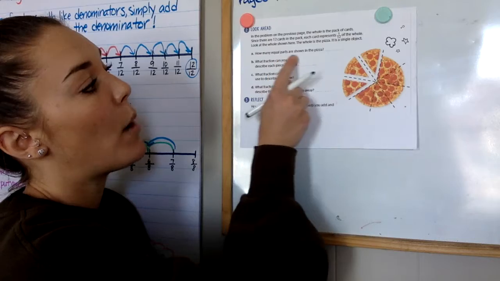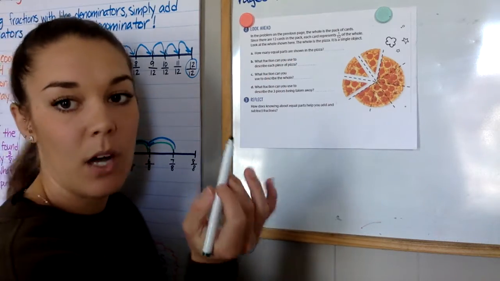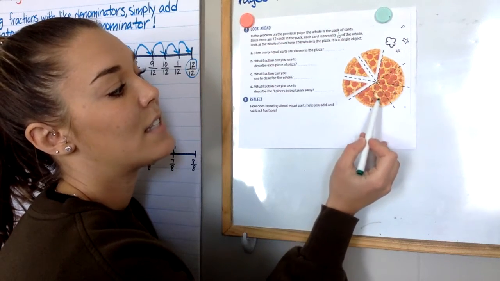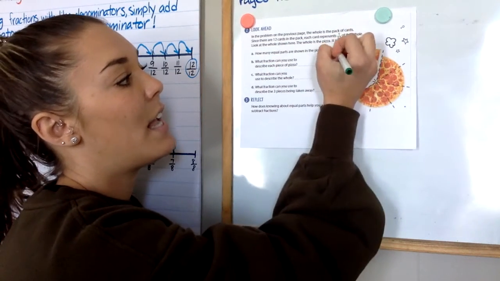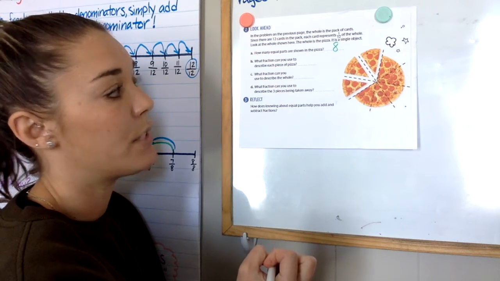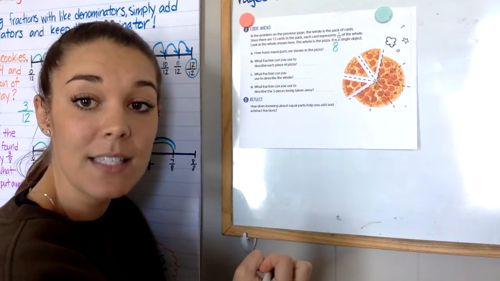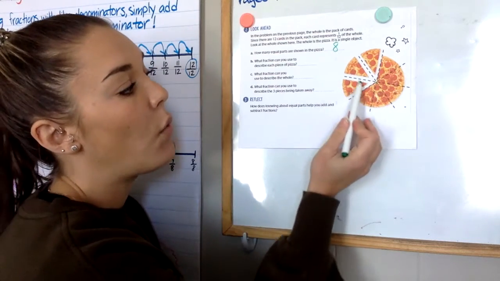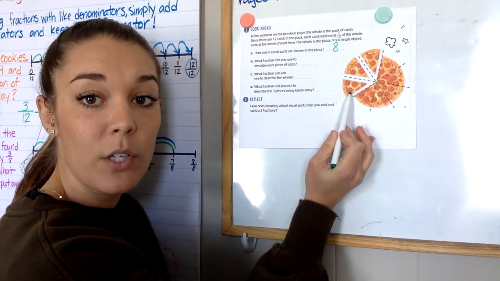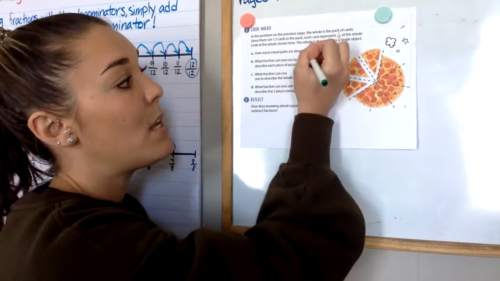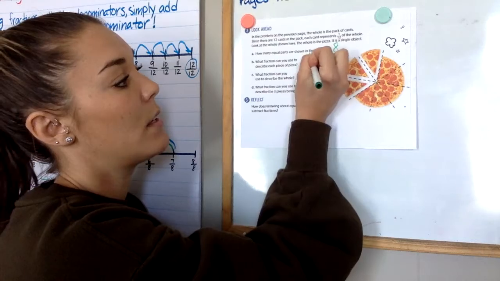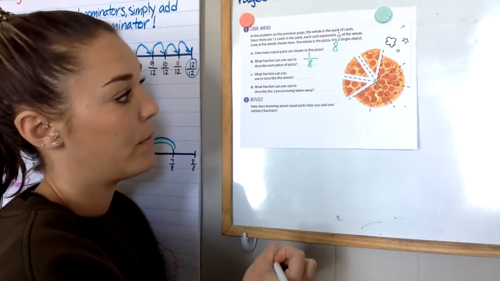It says, how many equal parts are shown in the pizza? Well, we're going to count the equal parts. 1, 2, 3, 4, 5, 6, 7, 8. So there are 8 equal parts. What fraction can you use to describe each piece of the pizza? So if we're only talking about one piece, what fraction could we use to describe that? Well, that's going to be 1 out of our 8 total pieces. So 1/8. Okay?